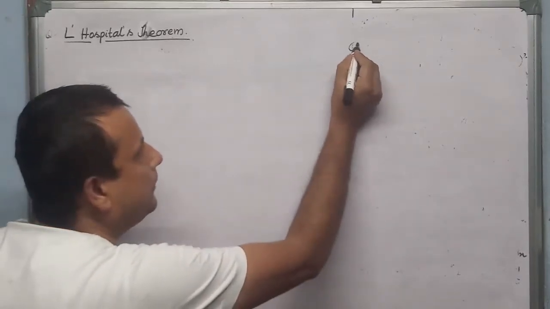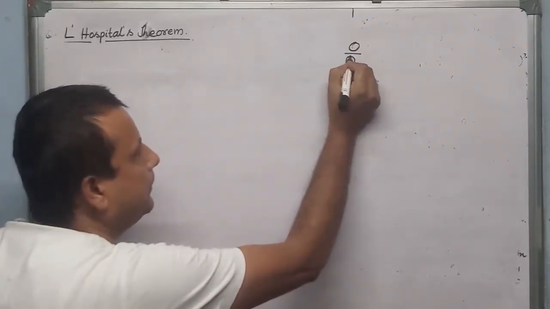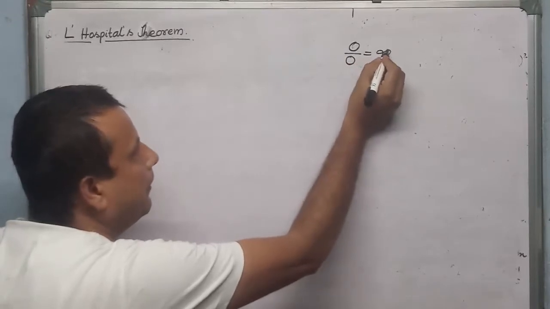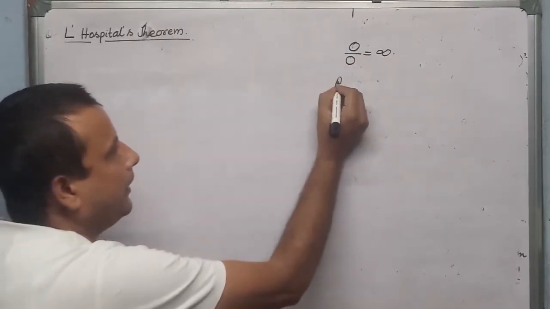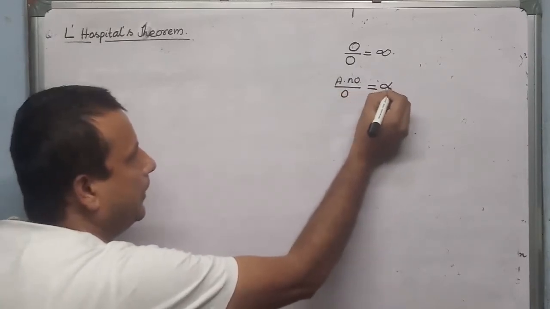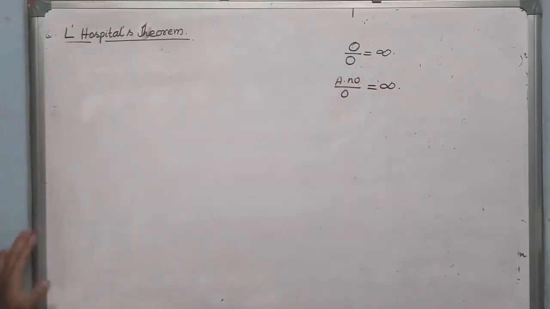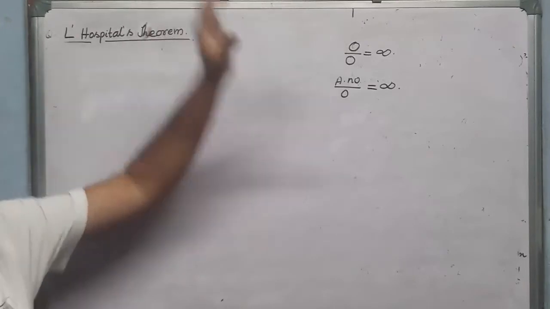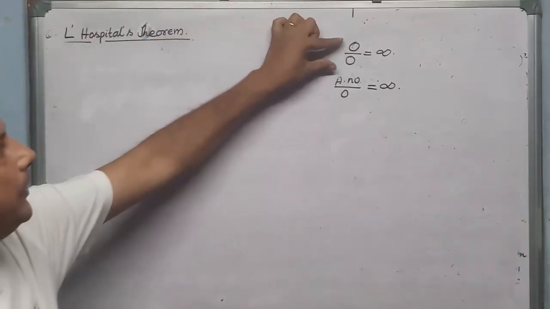Under what circumstances is the given function undefined? Suppose you are getting 0 upon 0, this is undefined. Any number divided by 0 is also undefined. In this video, I'll discuss these two properties of L'Hospital's theorem, and you have to avoid these two quantities.